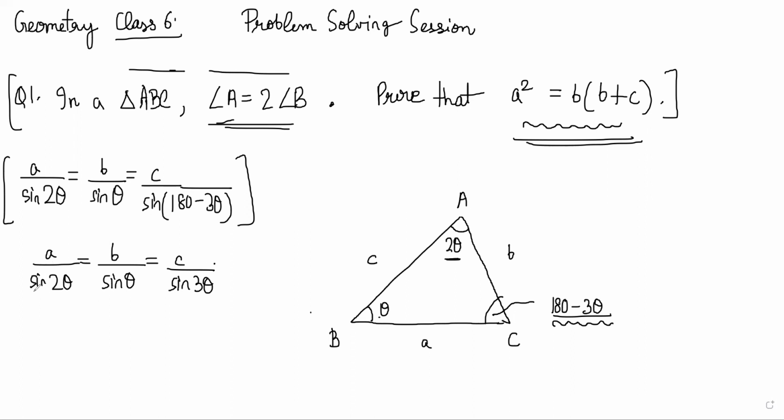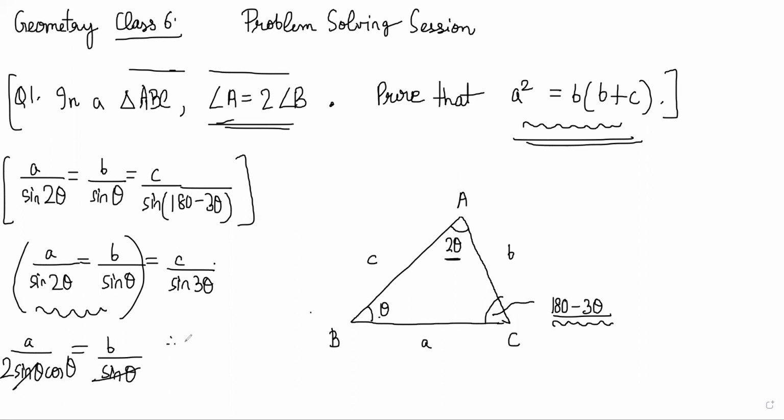And you can use trigonometric expressions. Use these two equalities together. You can say a by 2 sine theta cos theta is equal to b by sine theta. So sine theta gets cancelled and you're getting a is equal to 2b cos theta, right?